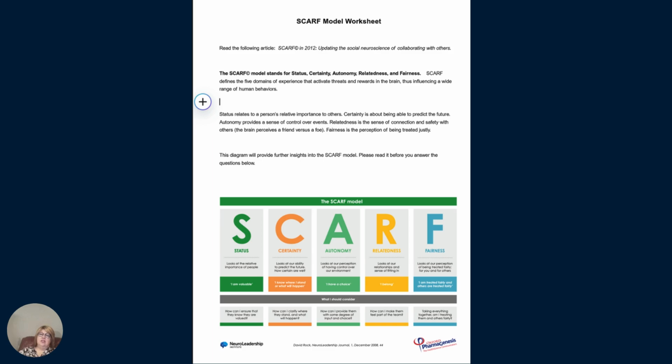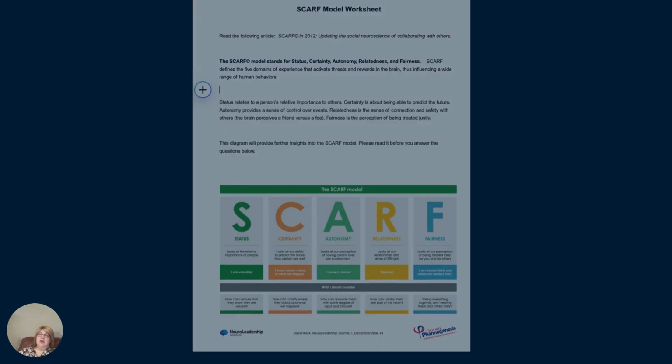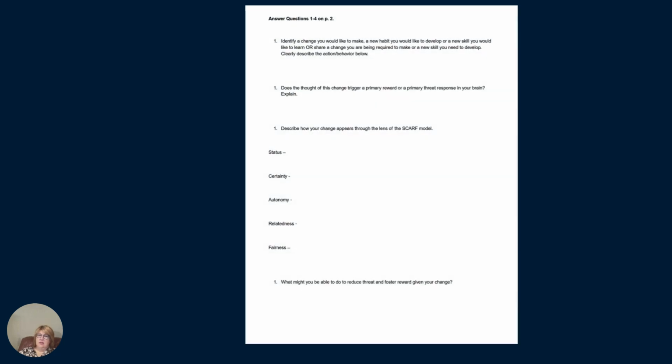So the SCARF worksheet, you can read this yourself when you get home. And if you need to compare it to the article by Dr. David Rock, then that will help. You might want to review that. But we'll look through the SCARF model worksheet, and you're going to have a few answers. It's not a huge job here, but it is a job. It is a worksheet that will help you really feel certain about helping your people as they go through change, and it'll help you understand how to do change management.